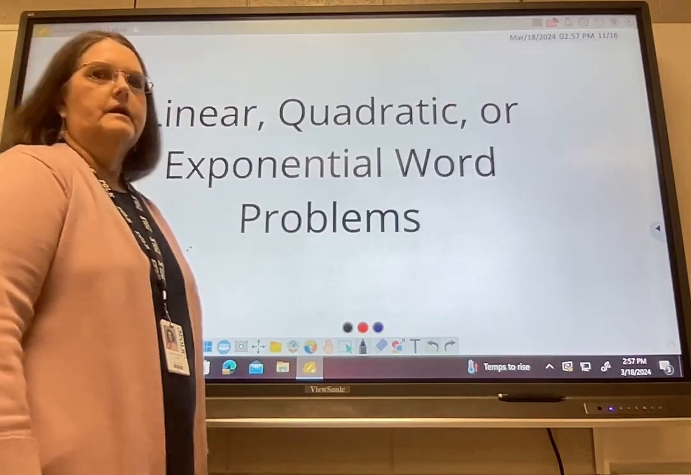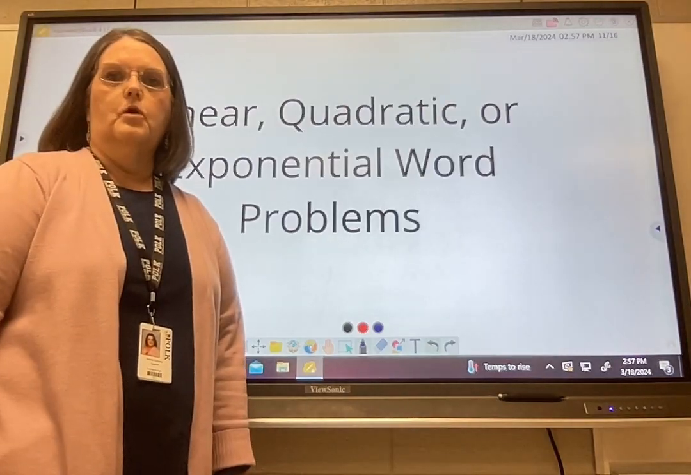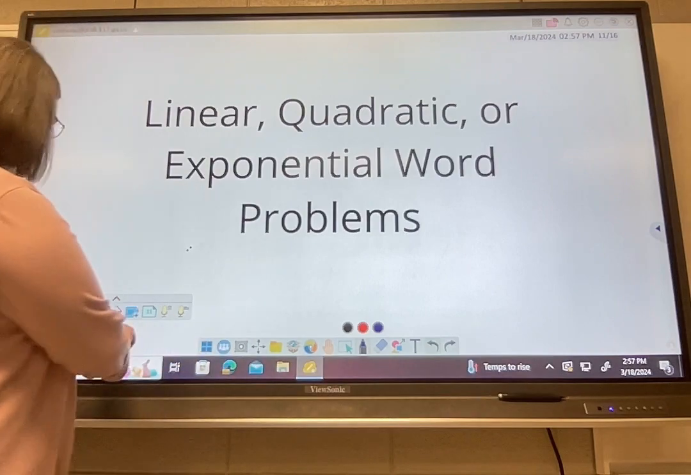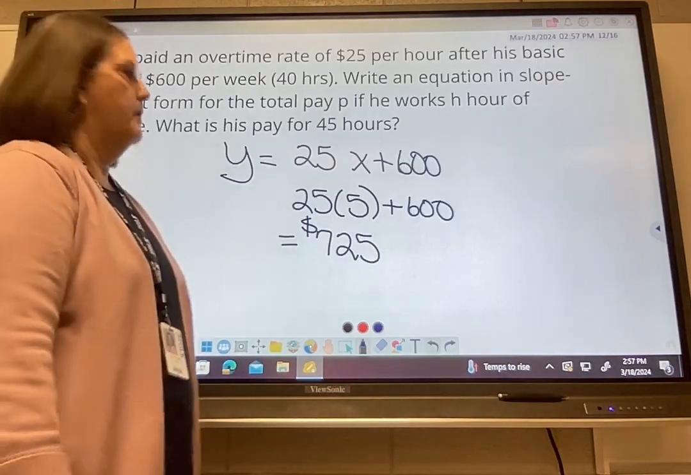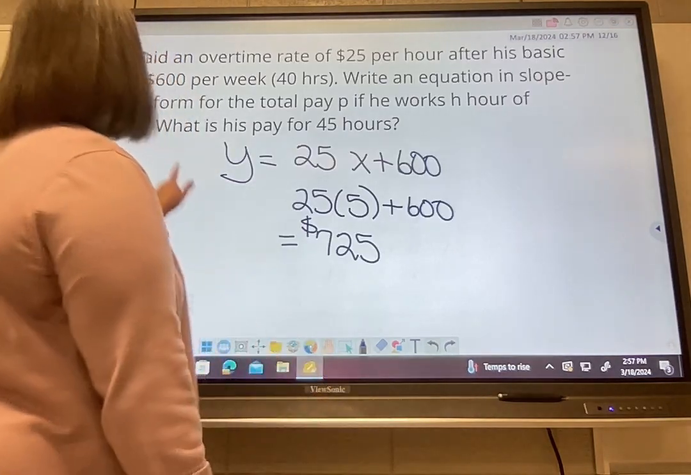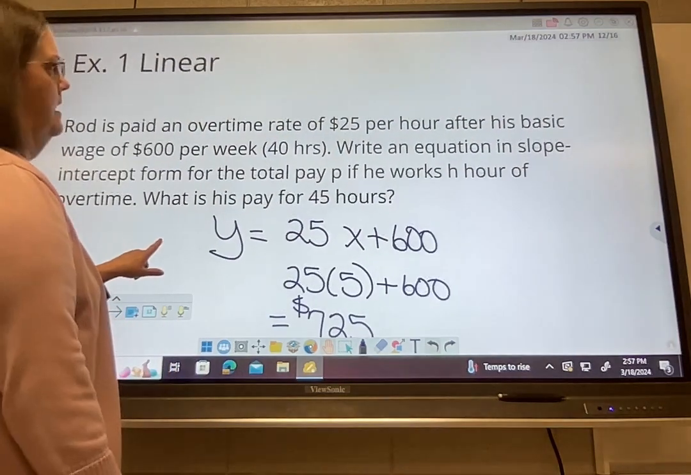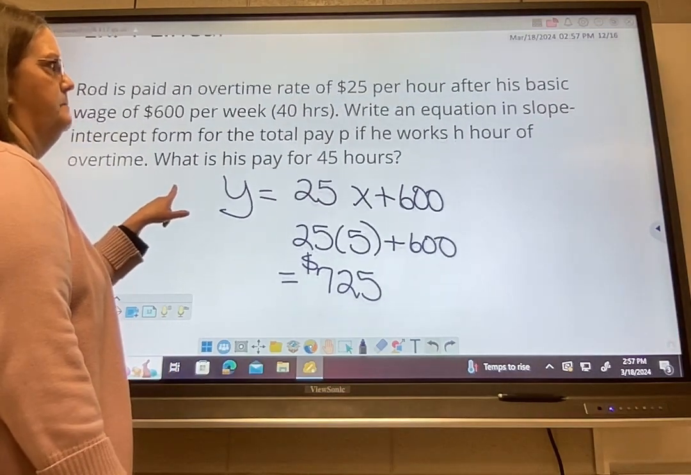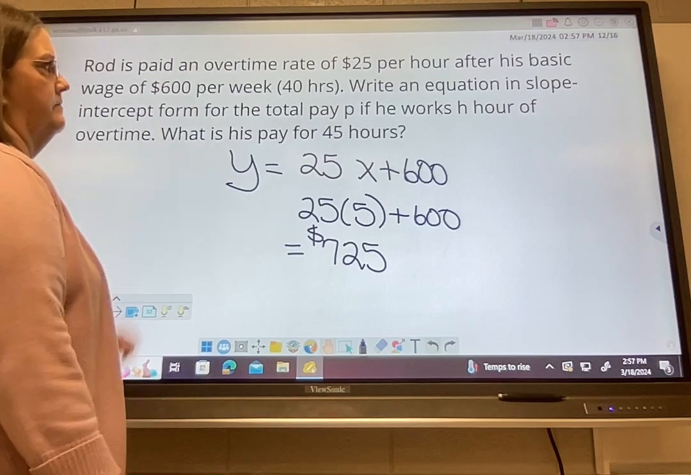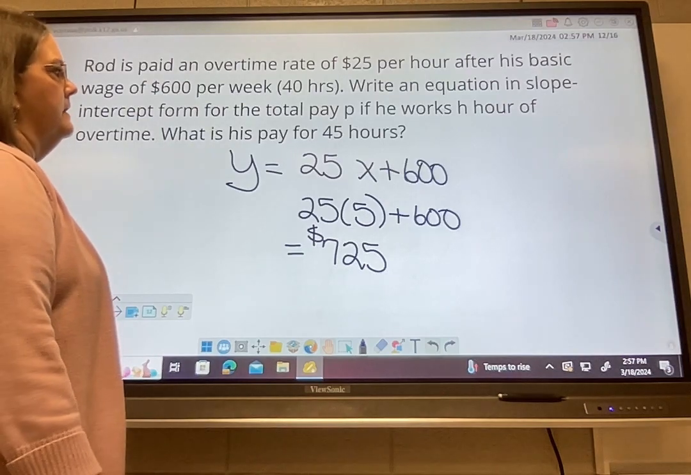Okay, we're looking at linear, quadratic, and exponential word problems today. When looking for a linear problem, it's going to be in the format of y equals mx plus b. Usually you're going to have a starting rate and go from there.